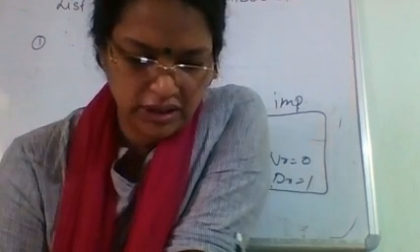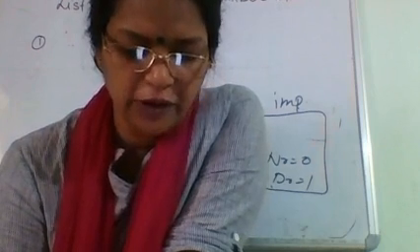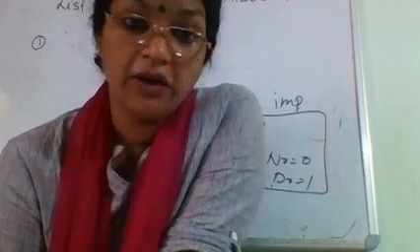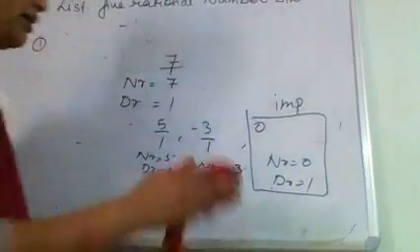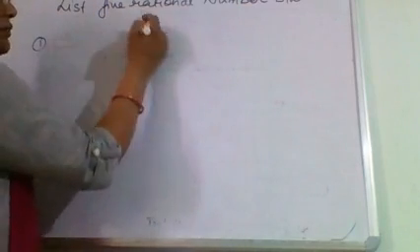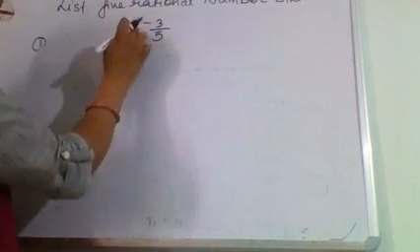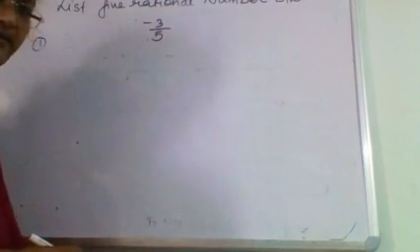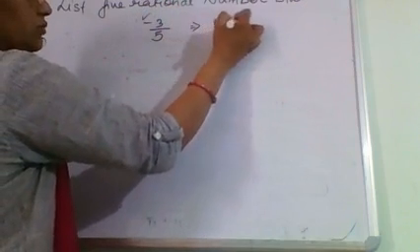Question number 5. Which of the following are positive rational numbers? This is also an important question. How will you find positive rational numbers? First you have to convert the number into standard form. Say my number is written as minus 3 by 5. If the denominator is positive, this is in standard form. So you can easily say this is a negative rational number.